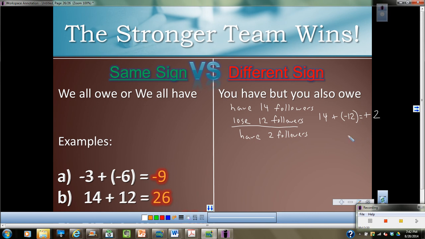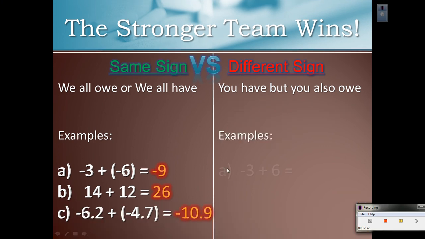remaining. Okay? So if same sign made us get more of debt or more money, different sign means I'm going to get less of something. It's always going to work against each other and go down. Okay? So here's some examples of different signs.